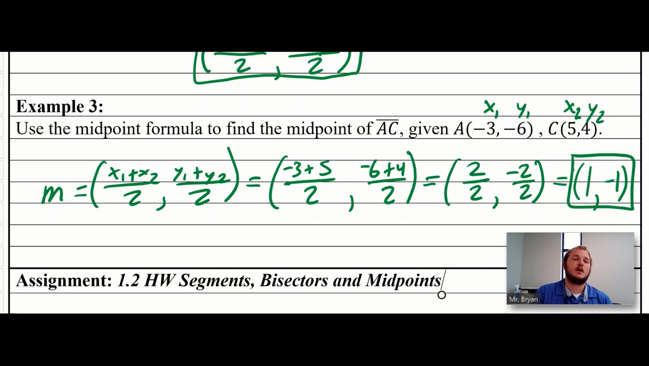Okay, so I'll kind of instruct you guys on what we're doing for the rest of today, but the assignment for today, as it says down here, is going to be 1.2 homework, segments, segment bisectors, and midpoints. Okay, and you'll be practicing this and using this formula here as well, so make sure you have that down. Okay, otherwise we should be good for today, and thank you guys for watching.